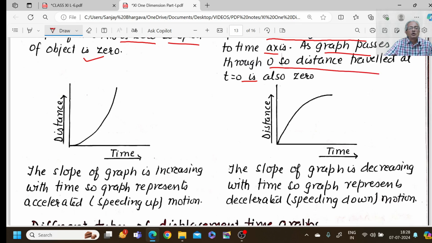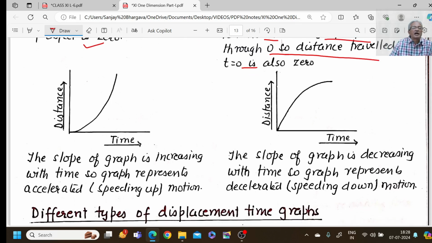Then we have another two graphs of distance and time, one sloping upward, another bending downwards. In this case, what is happening? The slope of the graph is increasing with time, so it represents accelerated, speeding up motion. Here the slope is increasing, that means the speed is increasing. Here in this case the slope is decreasing, and therefore it represents decelerated motion, a motion in which the speed decreases with respect to time.